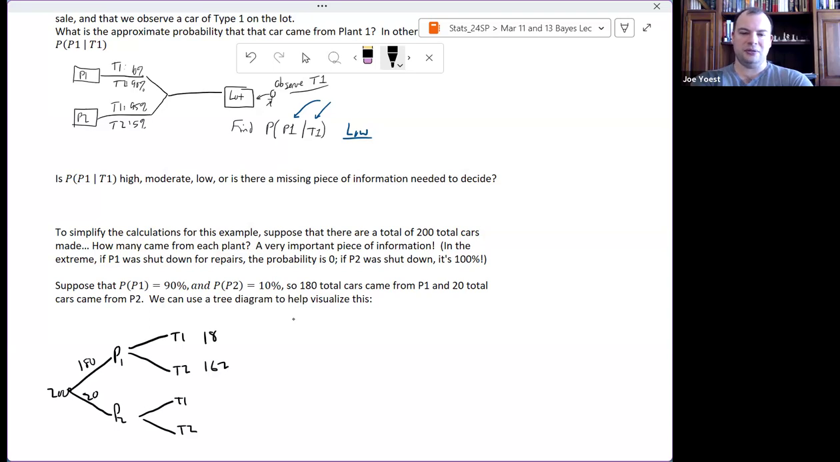Plant 2 made only 20 cars in the same time period that it took plant 1 to make 180. 5% of their cars are type 2, so 5% of 20 is 1 is type 2, and 19 are type 1.